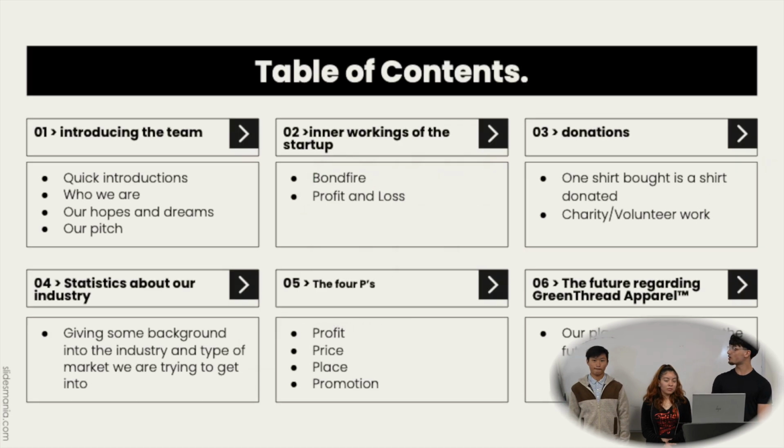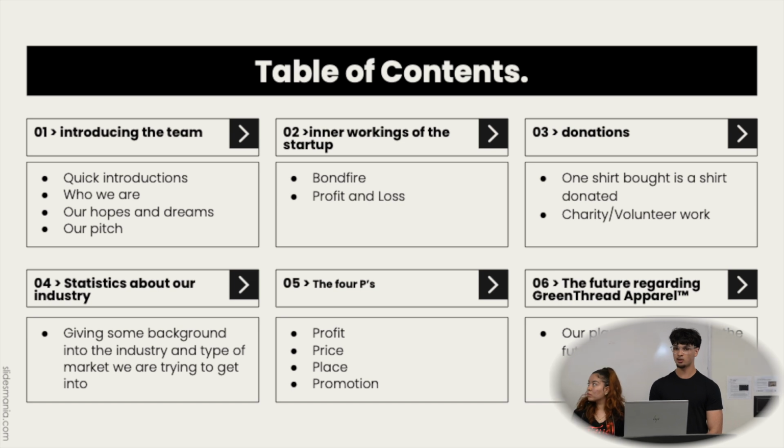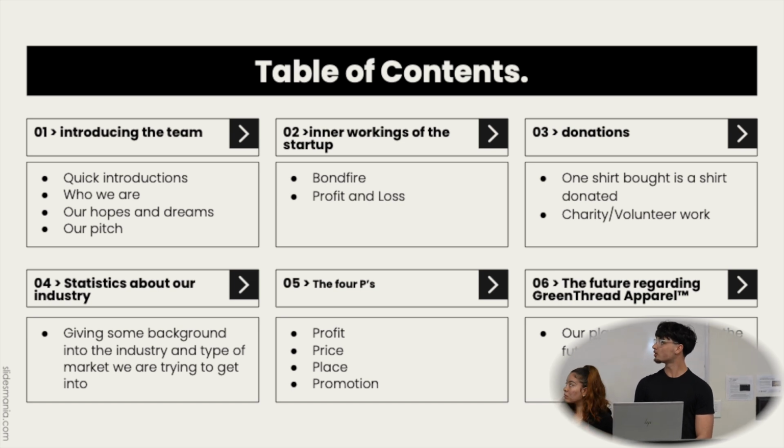This is just a quick table of contents, letting you all know what we're going to be talking about today. I'm going to be going over some introductions, then we'll go over some inner workings of the startup, donations, statistics about our industry. We'll go over profit, price, place, and promotion, and then finally we'll go over the future of Green Thread Apparel.